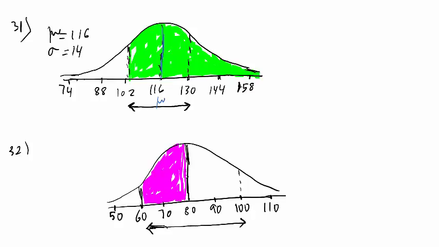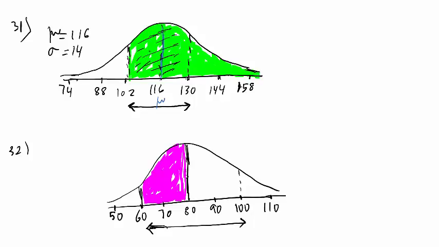We know the empirical rule says that 68% of the data lie within 1 standard deviation of the mean. 95% of the data lie within 2 standard deviations of the mean, and 99.7% lie within 3 standard deviations of the mean. Within 1 standard deviation of the mean, it's between 102 and 130. So this area here that I'm marking right now, guys, is about 68%.